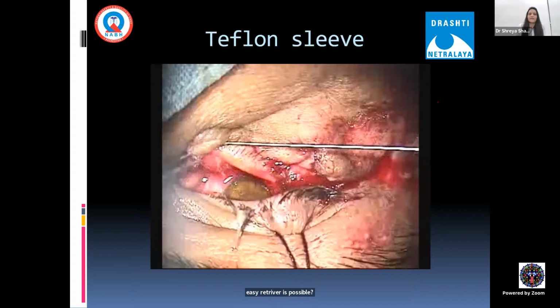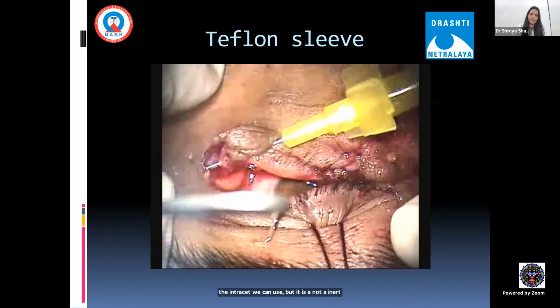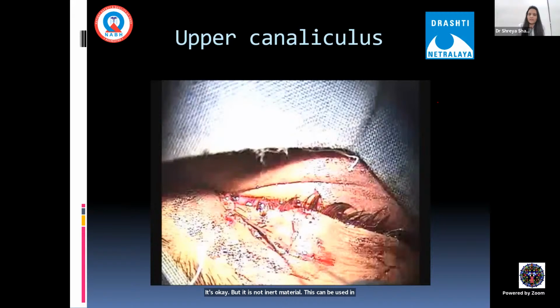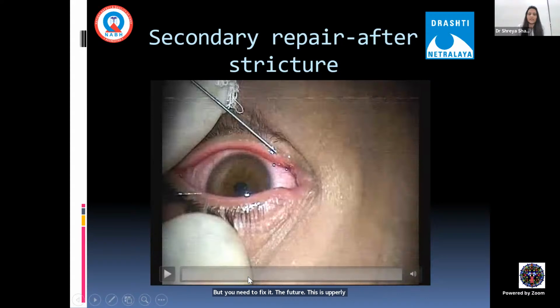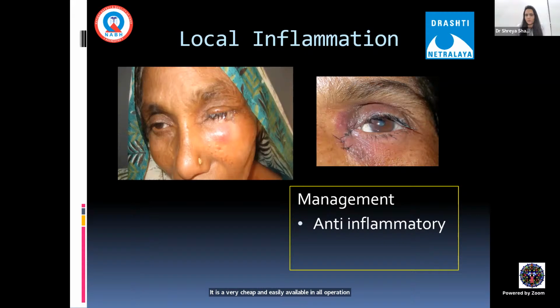A Teflon sleeve, or any intracath, we can use, but it is not an inert material. So we can use it temporarily, for 7 days it's okay, but it is not an inert material. This can be used in the upper lid also, but you need to fixate the suture. This is upper lid surgery, and a Teflon sleeve can be used even whenever there is a stricture. The Teflon itself will create the passage, and then you leave the Teflon sleeve, pull the piston and fixate it. It is very cheap and easily available in all operation rooms, but local inflammation can be much more with that, and extrusion will be there because it is not an inert material.